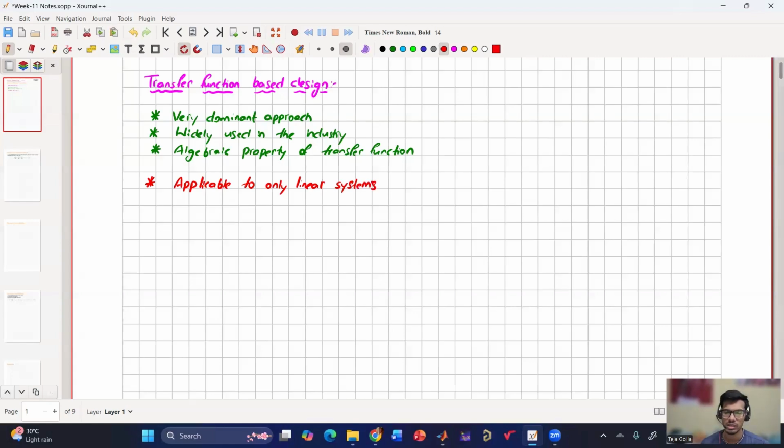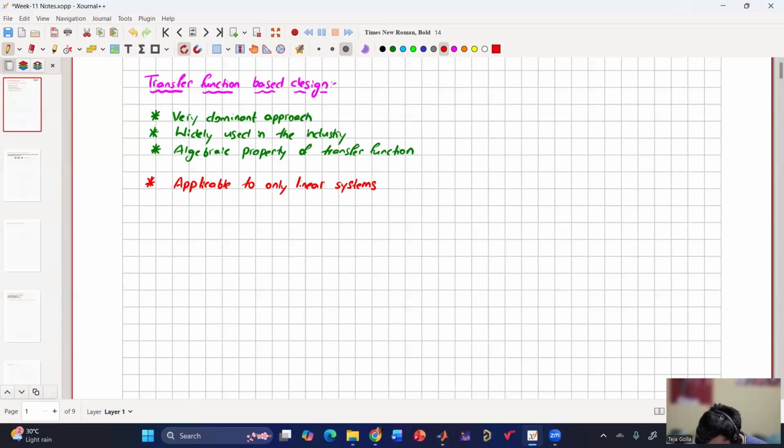If a system is non-linear, then we do not get a transfer function, because a transfer function is only defined for an LTI system, a linear time invariant system. So what happens if the system is non-linear? Then you can't go by the transfer function approach, and that is one limitation.